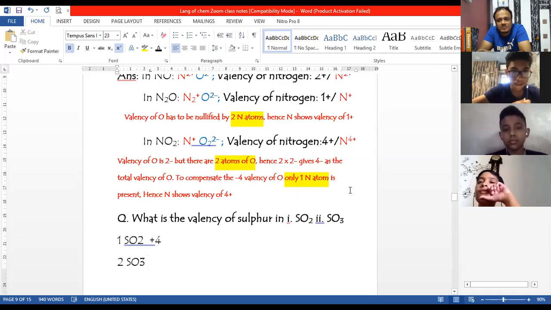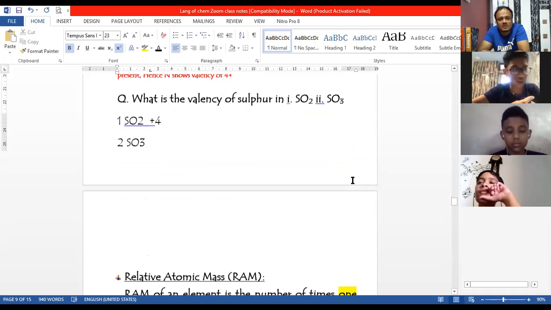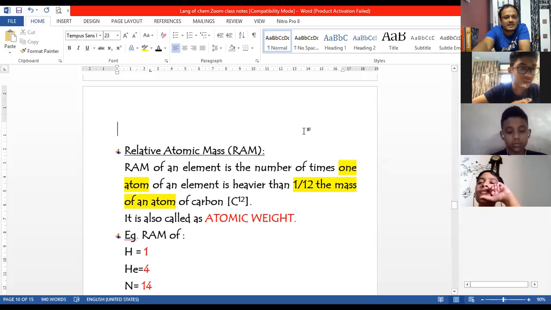So these questions are important. It will come in your board exam. So we'll be giving you more questions of this kind in your practice worksheets once we are done with this chapter. So let's move on to the next topic, which is relative atomic mass and relative molecular mass.